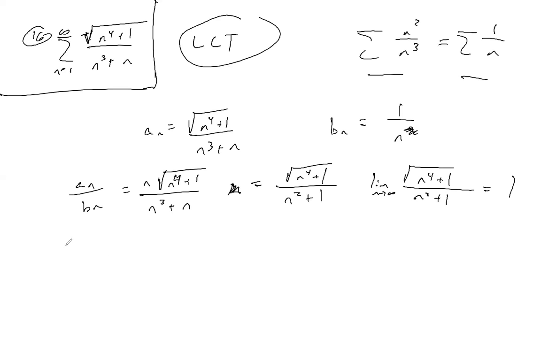So what does the limit comparison test tell me? It tells me that the limit of a_n over b_n equals 1, and the series 1 over n diverges.